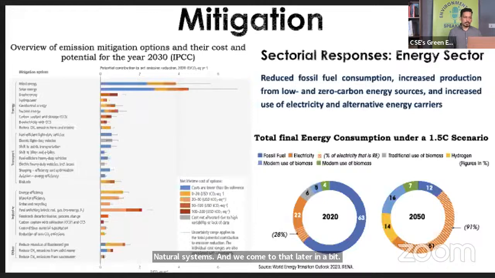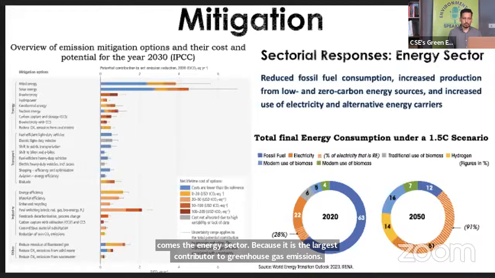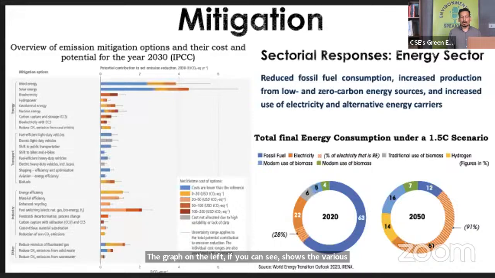So I'll talk about mitigation in brief. What efforts could be made under climate mitigation? What are the challenges in making these efforts? First comes the energy sector because it is the largest contributor to greenhouse gas emissions. The graph on the left, if you can see, shows the various options that IPCC has put forward and how potent these solutions are in solving our problems, and what is the cost associated with it.